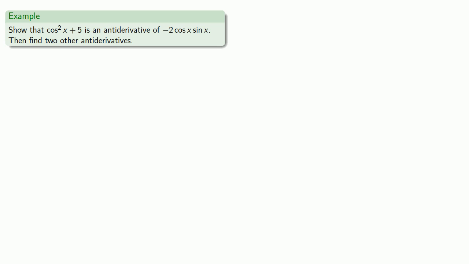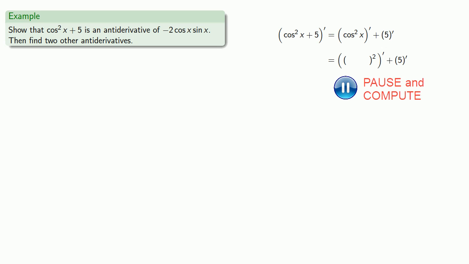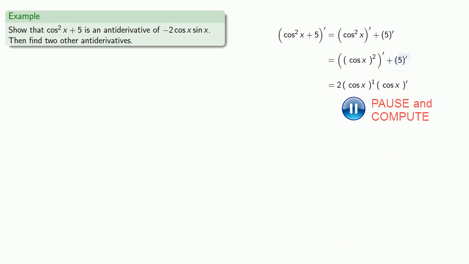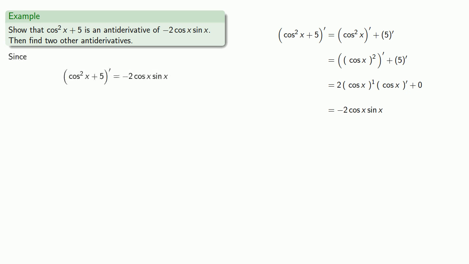So I want to find the derivative of cosine squared of x plus 5. And since this is a sum, we know the derivative of a sum is the sum of the derivatives. Now, remember that cosine squared of x is shorthand for cosine of x, squared. And so this function is a squared function. It is a something squared, and the derivative will be 2 something to the first times derivative of our something. Meanwhile, here we want to find the derivative of 5, which will be 0. And we have an unresolved derivative here, derivative of cosine x. And the derivative of cosine x will be minus sine of x. And so our derivative will be minus 2 cosine x sine of x, which is what we want it to be.